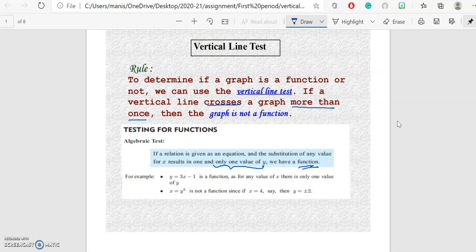But x equal to y square is not a function, since if x is equal to 4, y is equal to plus minus 2. I will explain to you in detail over here.